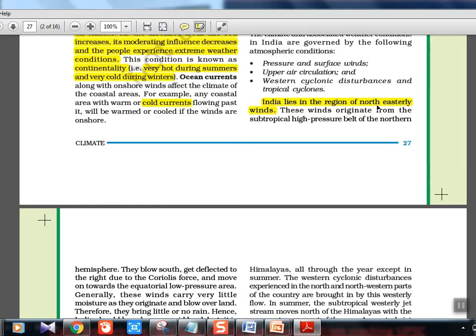It is named based on the place where it originates. Okay, like suppose westerlies. Westerly means starting from the west. Easterly means starting from the east. Land breeze means starting from land and going to sea. Sea breeze means starting from sea and going to land. So the name of the wind is associated with the origin of the wind. Okay, know that thing. Then these winds originate from the subtropical high pressure belt of the northern hemisphere.